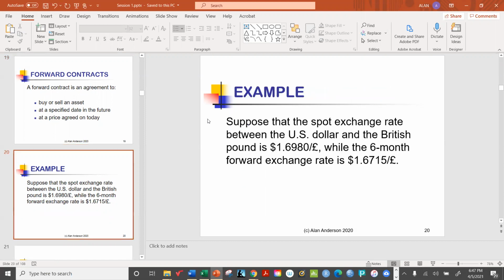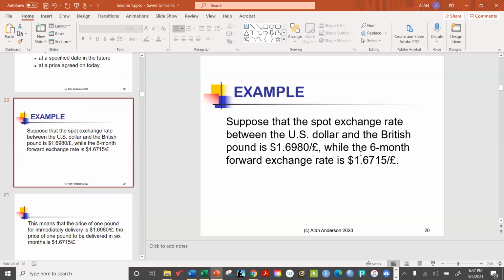Suppose that at the moment, the spot exchange rate between the dollar and the pound, and this is obviously too high for what's going on right now, but let's just say that at the moment, I could buy as many British pounds as I want for $1.6980 each. The 6-month forward exchange rate, which we'll explain in a minute, is 1.6715.